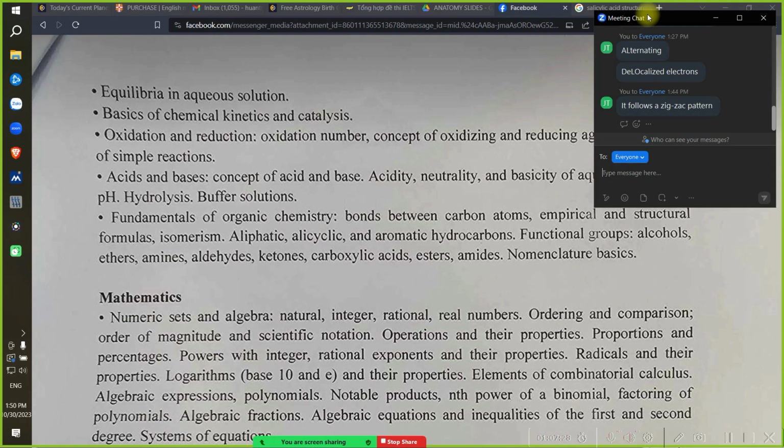And then aldehydes, ketones. Aldehydes can react with each other to form a lactone ring. But I think it's a bit too much.